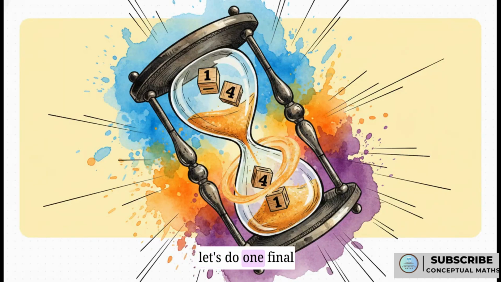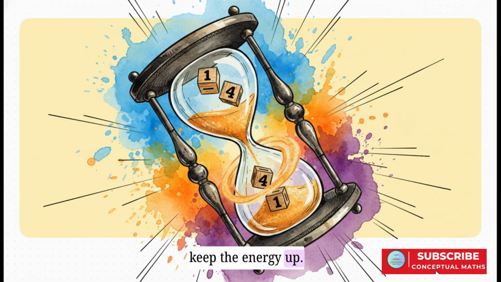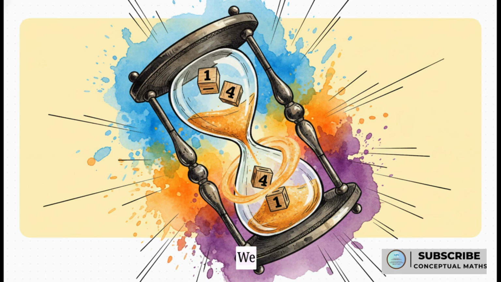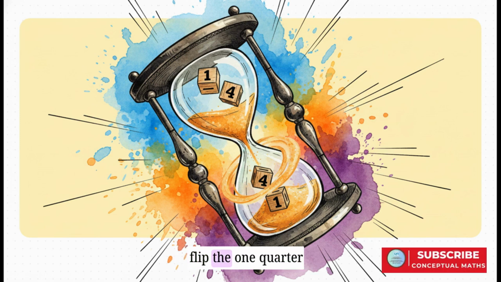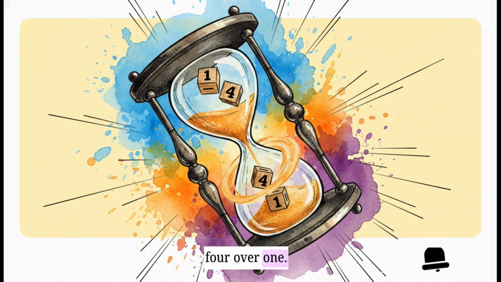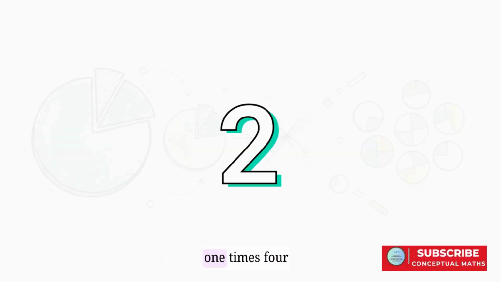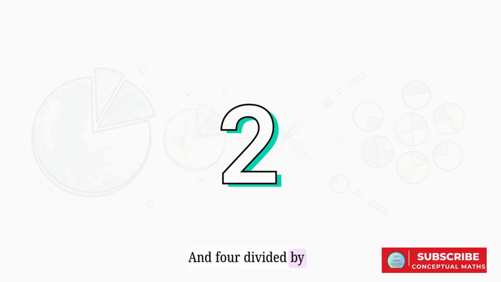Okay, let's do one final application just to bring it all home and keep the energy up. 1/2 divided by 1/4. We keep the 1/2, change to multiplication, flip the 1/4 into its reciprocal, 4 over 1. That leaves us with 1/2 times 4 over 1. Multiplying straight across, 1 times 4 is 4, and 2 times 1 is 2. That gives us 4 over 2. And 4 divided by 2 simplifies perfectly down to the number 2.